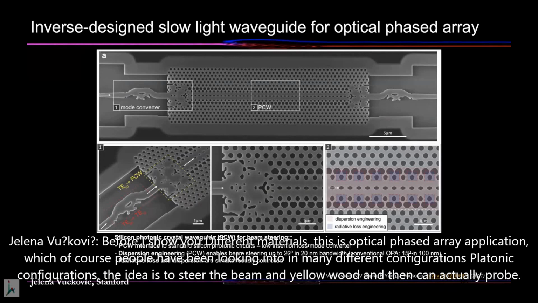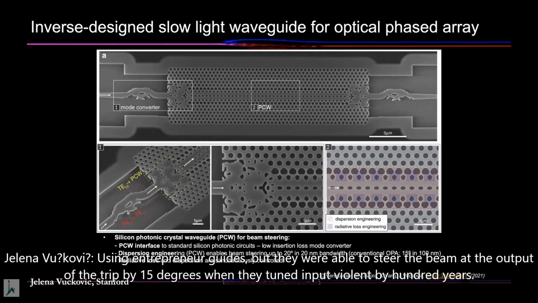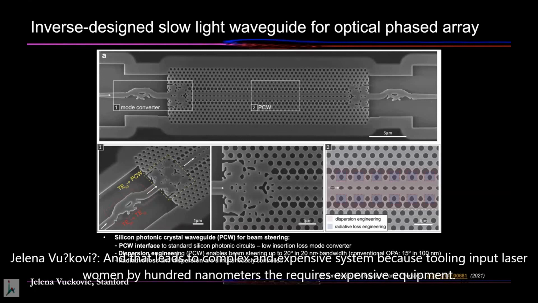This is an optical phased array application, which of course people have been looking into in many different photonic configurations. The idea is to steer the beam at the output and then probe the environment for LiDAR applications, for instance. There was a beautiful work from Belgium where people implemented conventional optical phased arrays using on-chip waveguides, but they were able to steer the beam at the output of the chip by 15 degrees when they tuned the input wavelength by 100 nanometers. That leads to a complex and expensive system because tuning the input laser wavelength by 100 nanometers requires expensive equipment.